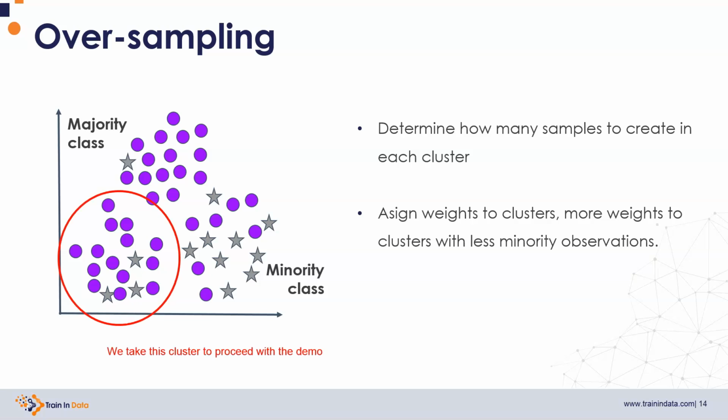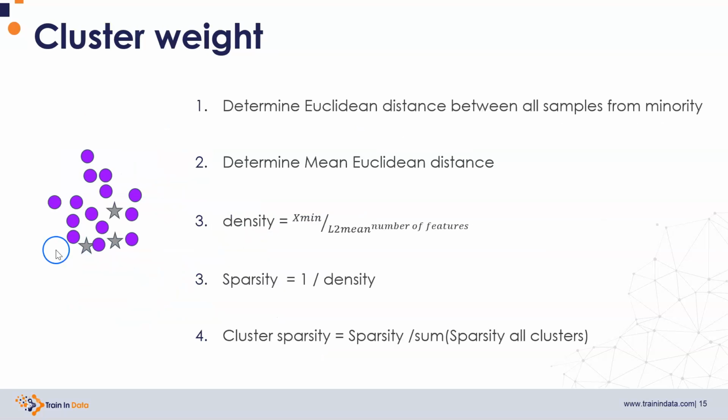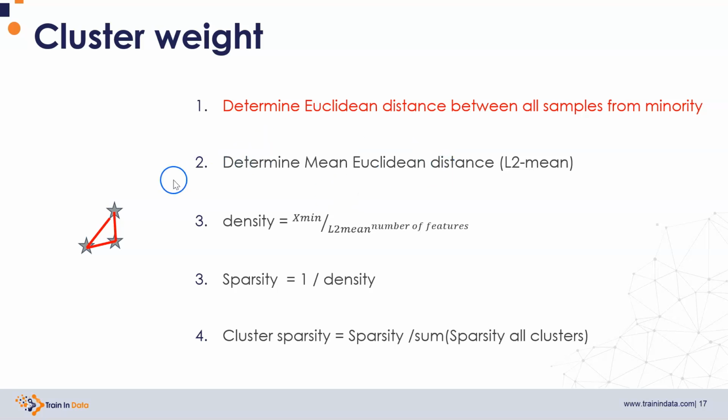So to demonstrate how this calculation is done, let's pick this cluster to proceed with the demo. So now just looking at this particular cluster, but the procedure would apply to every cluster individually. The first thing is that we ignore the observations from the majority class. We only look at the observations from the minority. And the first step is to determine the Euclidean distance between all the observations from the minority class in that particular cluster. This is the distance, this is the distance, and this is the distance. In this example, we have 3 distances. Then we determine the mean Euclidean distance, so the mean of these 3 values.